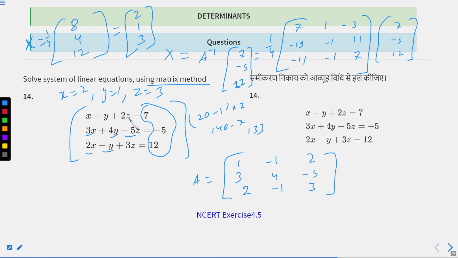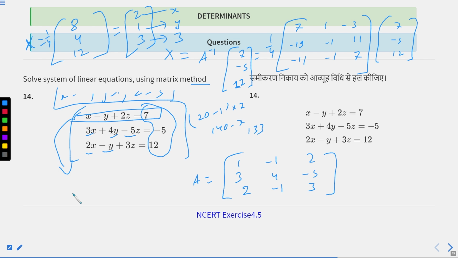I hope that we got the correct answer. Okay, simple. So x is equal to 2, y is equal to 1, and z is equal to 3. Let me just verify one of the equations. Suppose I pick the first. So 2 minus 1 plus 6. This will be what? As you can see, this will be 7. So we got the correct answer.